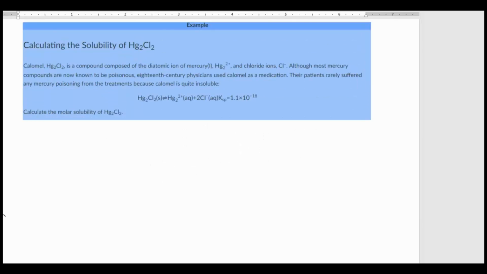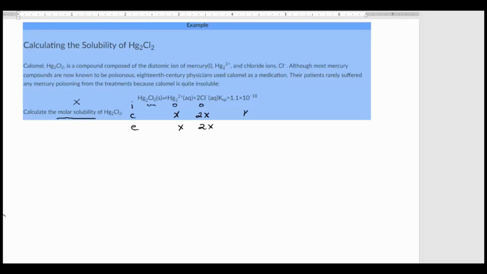Now here we're going to calculate solubility with some, again, more complicated stoichiometry. We're asked to calculate the molar solubility, so we're looking for that x value. We know initially we have some solid. We'll have none of our products. We're going to change that by some concentration. That concentration will be represented by x, and then the chlorine will be represented by 2x. Now that will also happen to be our equilibrium concentrations.